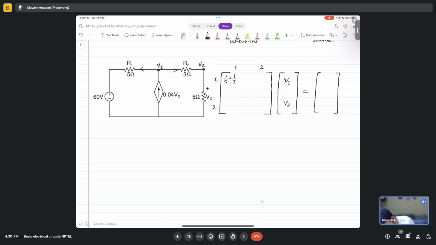Now we also have another current, which is coming at the first terminal itself, which is 0.04 times Vx, right? So this is a voltage controlled current source. So how do we represent it? Vx is basically V2, right? So this is the same as 0.04 times V2, correct? So the current entering at node V1 is equal to 0.04 times V2. So where will that entry be? It will be here, right?